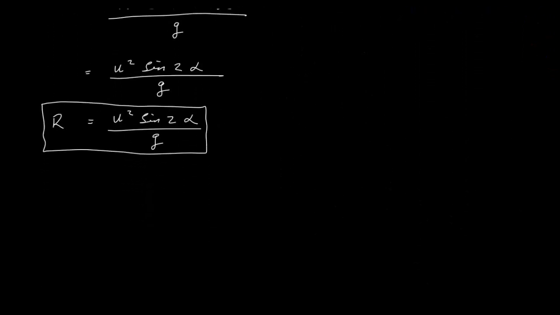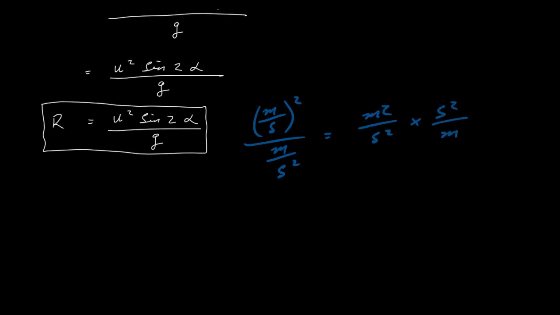So let's do the same down here. This is range. So again, we should get meters. Again, we have u squared, so that's meters per second, and we want to square that. Sine again is going to be a constant. On the bottom we've got meters per second squared. It's the same kind of thing again. We've got meters squared over second squared times second squared over meters. So this will cancel with one of these, and again we end up with meters. We know our range has to be in meters, so that's fine.